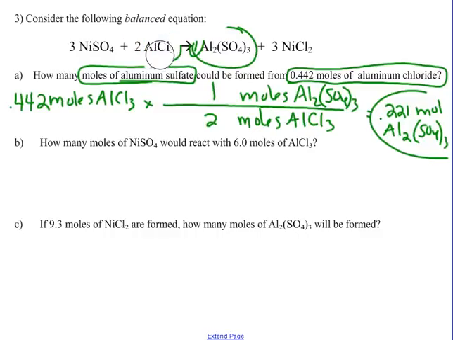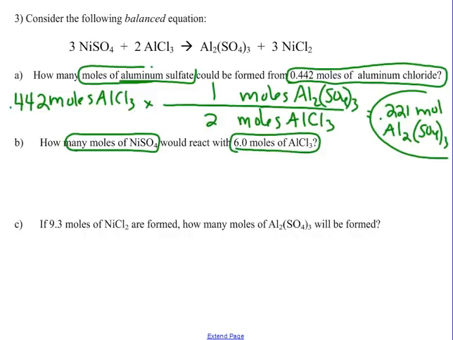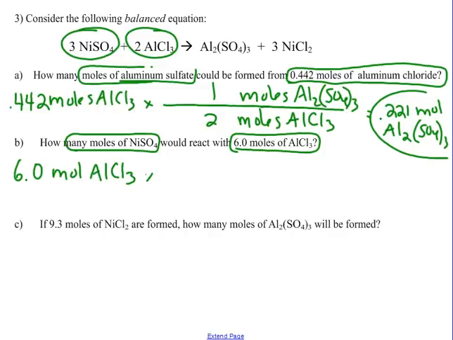Part B. How many moles of nickel sulfate will react with 6 moles of aluminum chloride? Okay, so now we're dealing with aluminum chloride and the nickel sulfate. Starting with a number you're given, 6.0 moles of AlCl3.